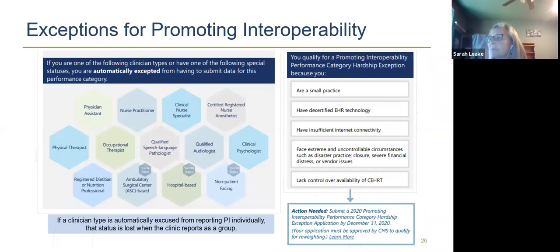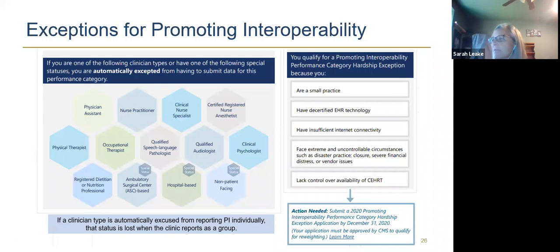Most of these clinician types listed on the graphics are excepted from reporting the PI category. One of the reasons is that these clinician types did not receive the incentive funding to implement EHRT systems, so they are not held harmless for that PI category. You can also see if they're ambulatory surgical center, hospital-based physicians, or non-patient facing. But I would say most of you would fall into the categories of some of these other specialty clinicians.